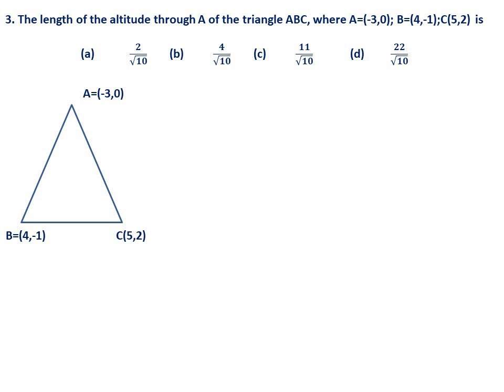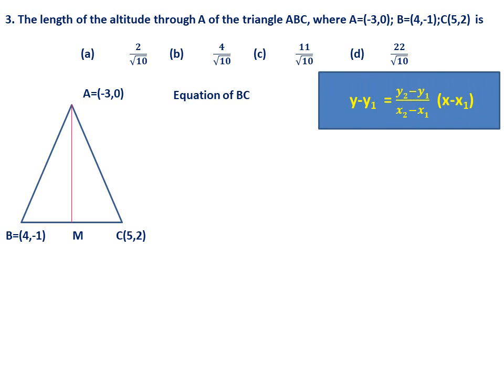Now, try to understand the question. Length of the altitude from A to BC. That means, let us say AM is the altitude, the height. So, we have to find the length of this one. What is the method? First, what we can do is, find the equation of BC.